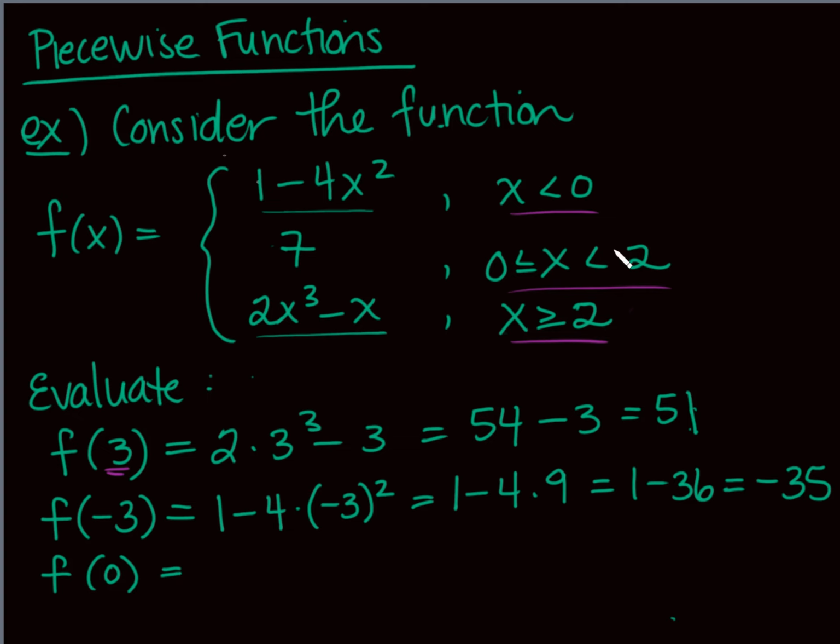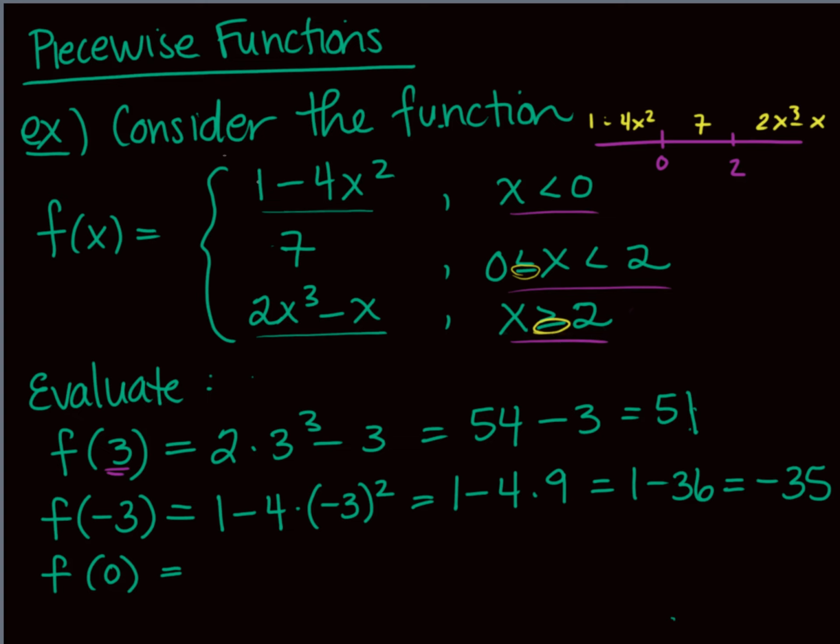What about f of 0? F of 0, so this is always interesting to look at where these break up. If you look at your number line, we break up at 0 and 2, and here I'm going to be 1 minus 4x squared if I'm on that part. Here I'm just going to be 7. And here I'm going to be 2x cubed minus x. But I also have to consider, what about if I'm at 2 or I'm at 0? So if you notice, that's where these or equal to come in.